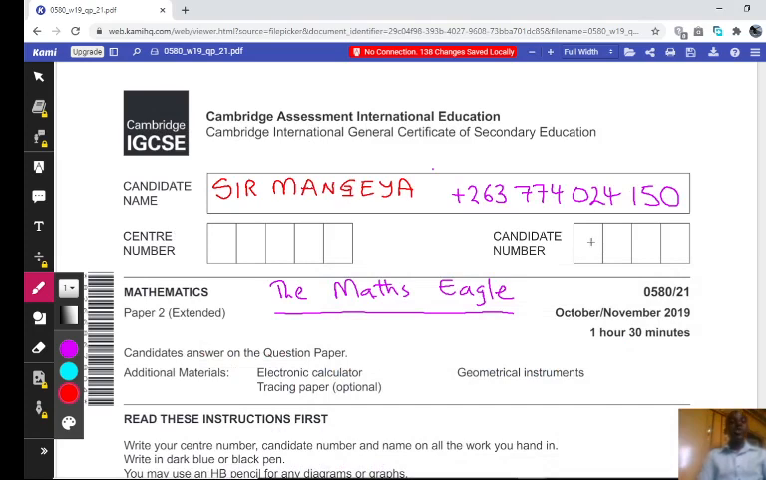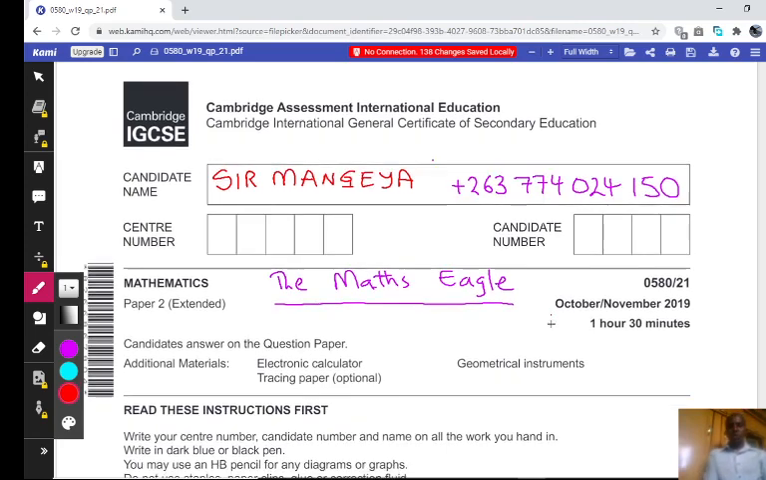Right, so on this video I'll work out this question paper. It's IGCSE, that's for Cambridge International Examination. So my contacts, they are there on the screen. My name is Mangia, written there. That's the maths ego. So this one is for October November 2019, as you can see on the screen. Extended mathematics paper 2. Let me move on right away to the questions.